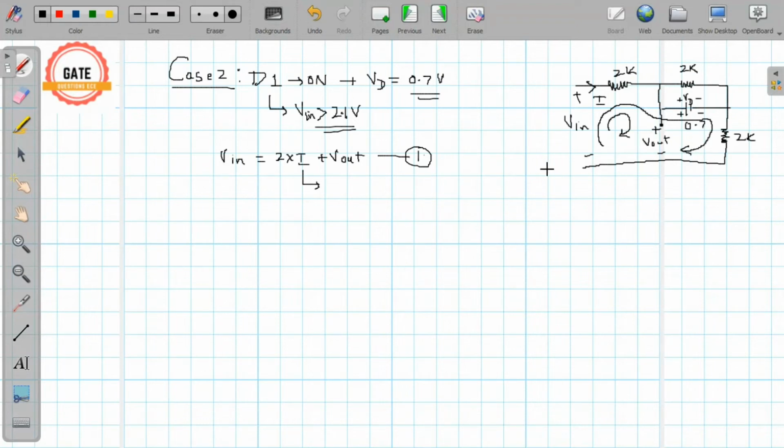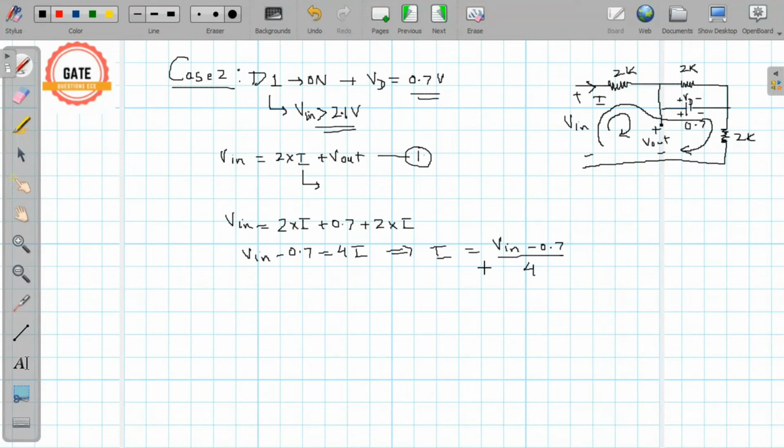So applying KVL in this loop, we will get V input is equal to 2 times I plus 0.7 plus 2 times I. So rearranging, you can get V input minus 0.7 is equal to 4I. So that will give us I in terms of V input. So that will be V in minus 0.7 divided by 4.